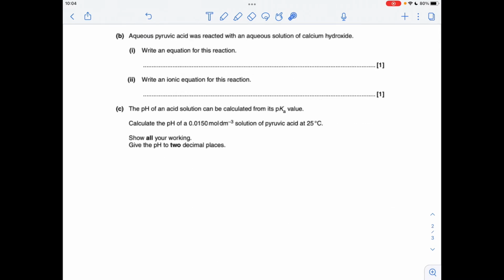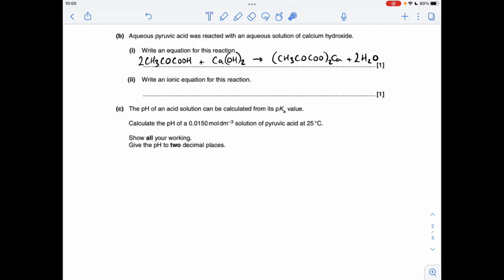Moving on to part B, so we've got to write a full equation and then an ionic equation for this reaction between pyruvic acid and aqueous calcium hydroxide. So basically acid plus, this is an alkali, we're going to get salt and water. The formula of calcium hydroxide is Ca(OH)2, so they're kind of testing you on your knowledge of that. So there's the reaction equation there.